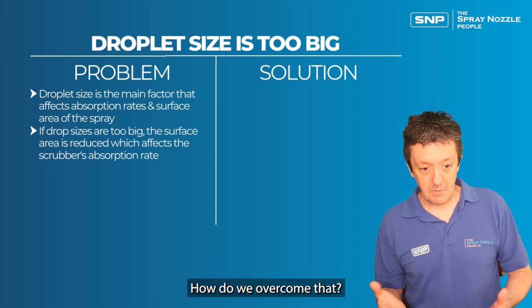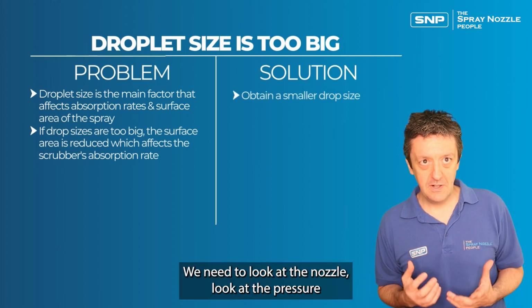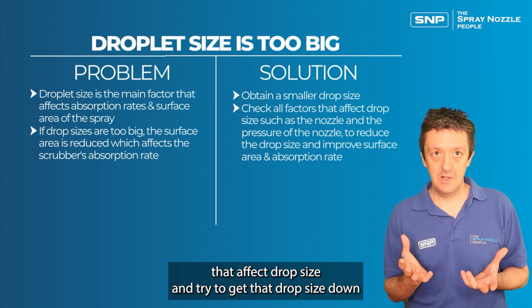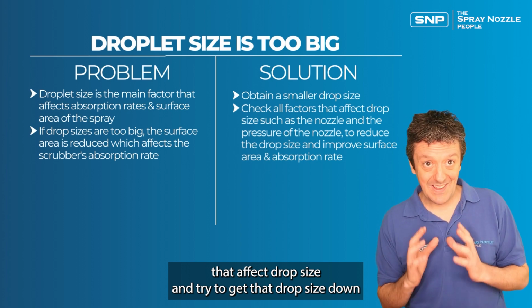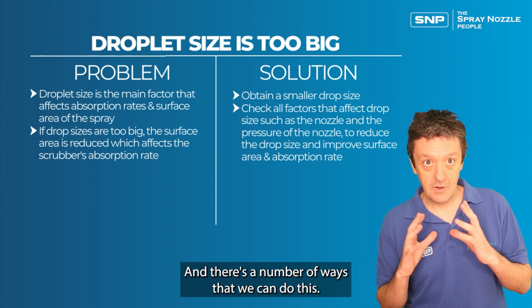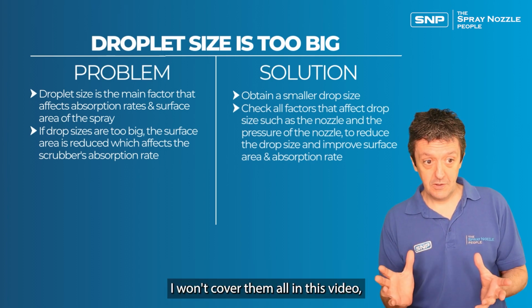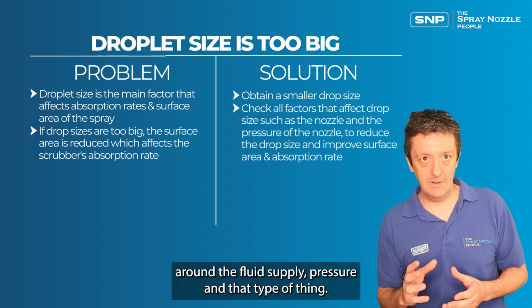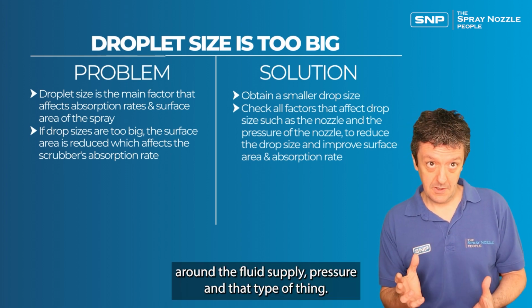So how do we overcome that? Well, we get a smaller drop size. So we need to look at the nozzle, look at the pressure at which it's spraying, look at all of the other factors that affect drop size and try to get that drop size down so we can improve the surface area and improve the absorption rate. And there's a number of different ways that we can do this. I won't cover them all in this video, but it's all about the nozzle and nozzle selection and then some factors around the fluid supply, pressure and that sort of thing.